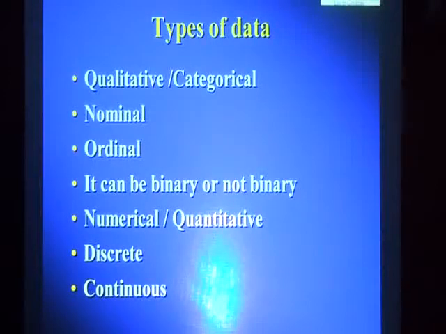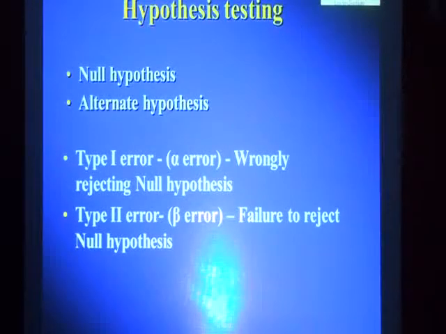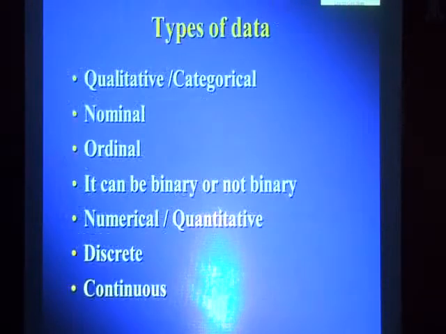In any research, you have to have the null hypothesis, that is, presume that there is no difference between the two, and then the alternate hypothesis. If you cannot prove the null hypothesis, it means the alternate hypothesis is correct. And there are 2 types of error: type 1 error, also known as alpha error, wrongly rejecting the null hypothesis, and type 2 error, beta error, failure to reject the null hypothesis.